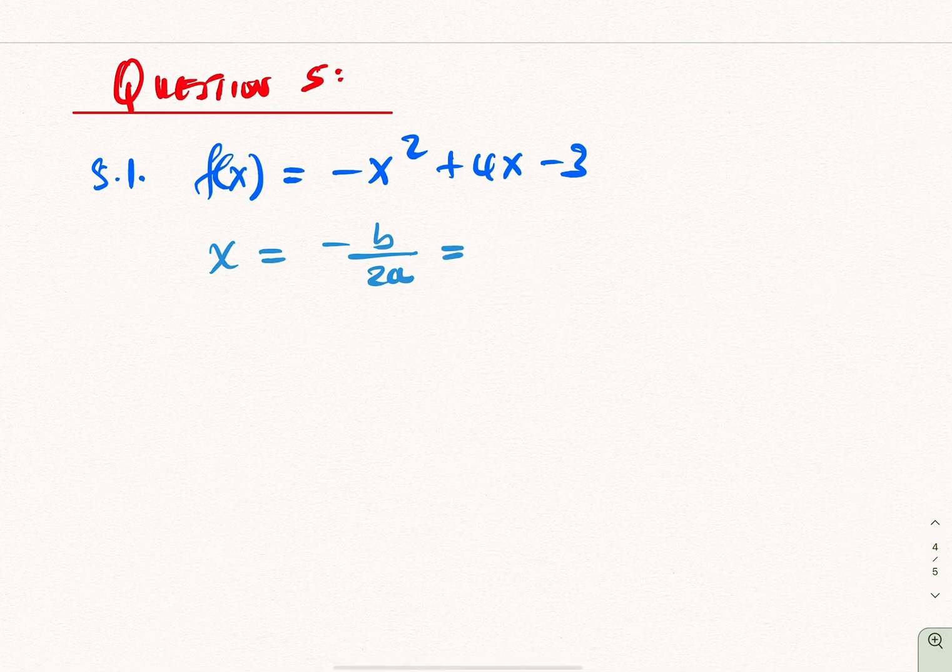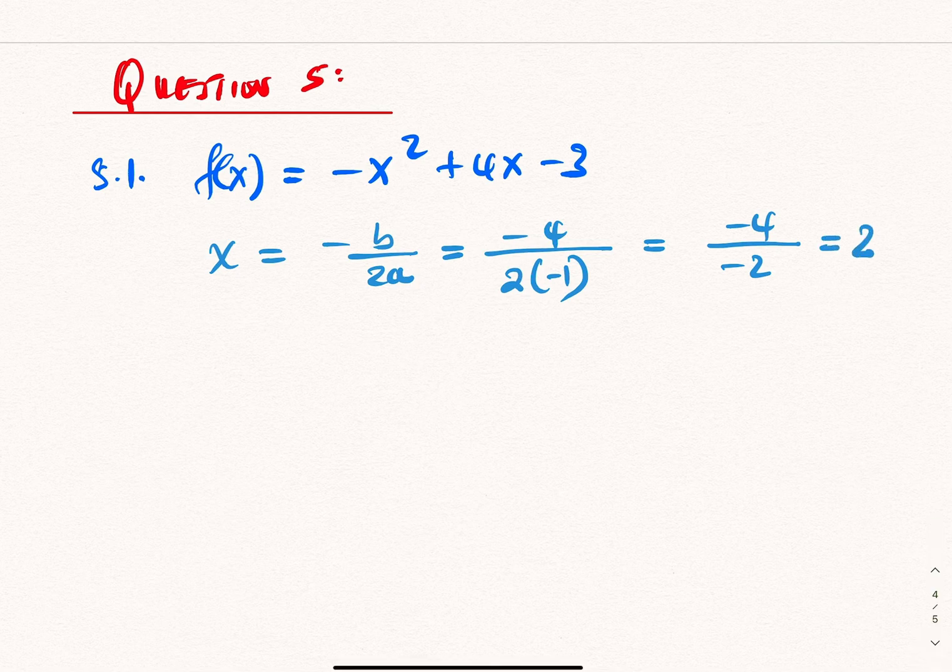So you just need to say, well, that is negative 4 divided by 2 into a. So your a is negative 1. And as a result, you're going to get negative 4 over negative 2, and that should really suffice to positive 2. Really easy. It's a straightforward situation. So this is the x value of the turning point. You need to get the corresponding y value. That should be very easy.